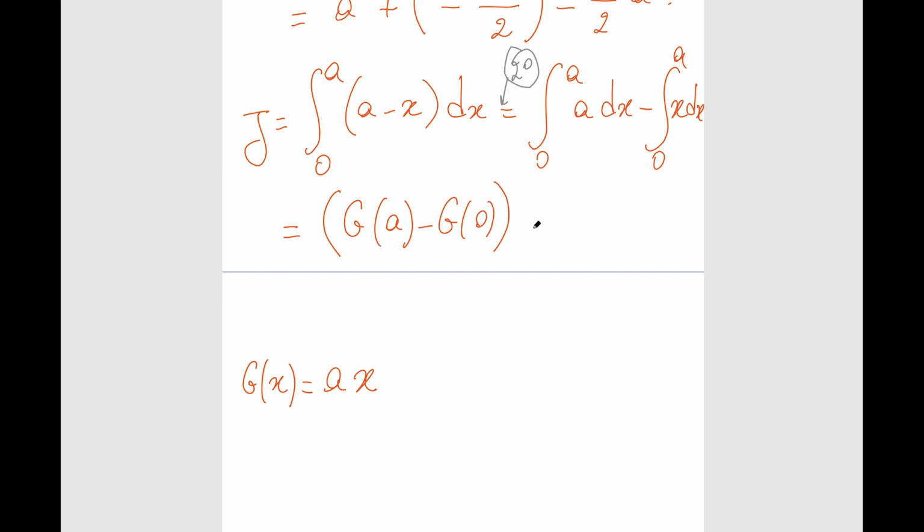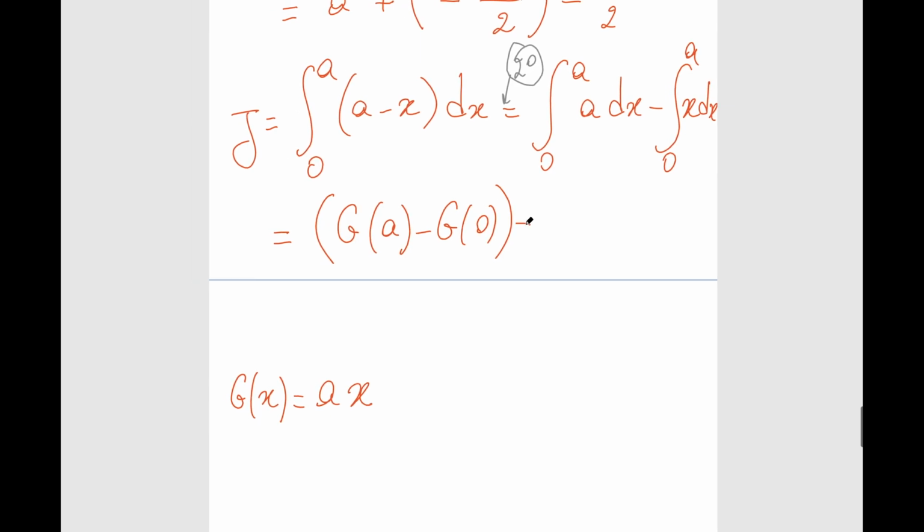All right, so we get this minus, we're talking about this definite integral now. So f of upper bound, which is a, minus f of lower bound, which is 0. This is fundamental theorem of calculus again. This is fundamental theorem of calculus here, part 1. Part 1, correct? Okay. What's f?